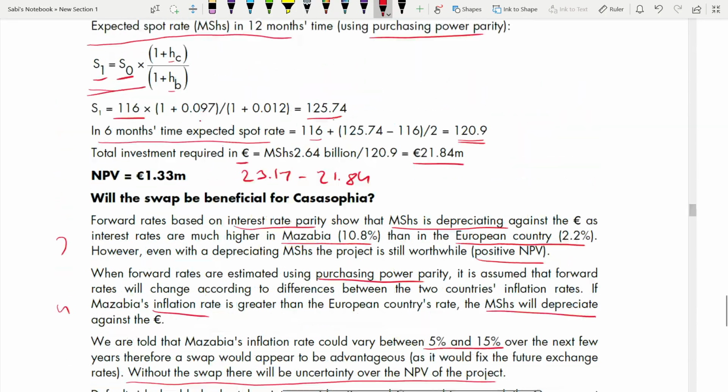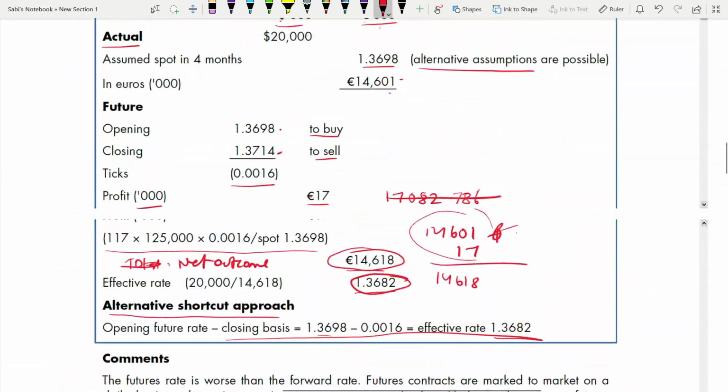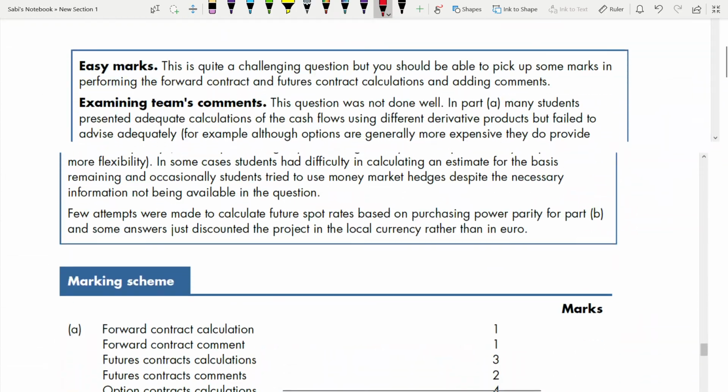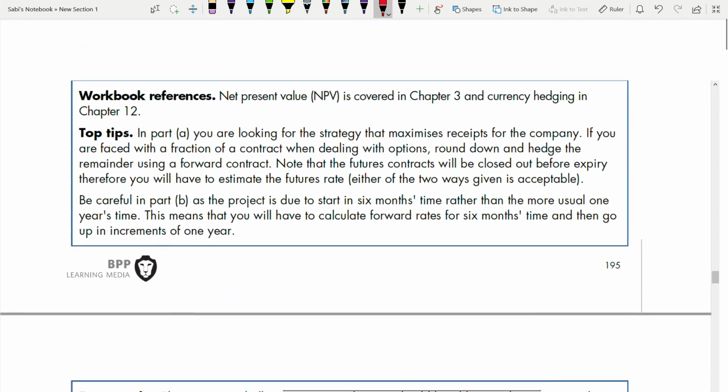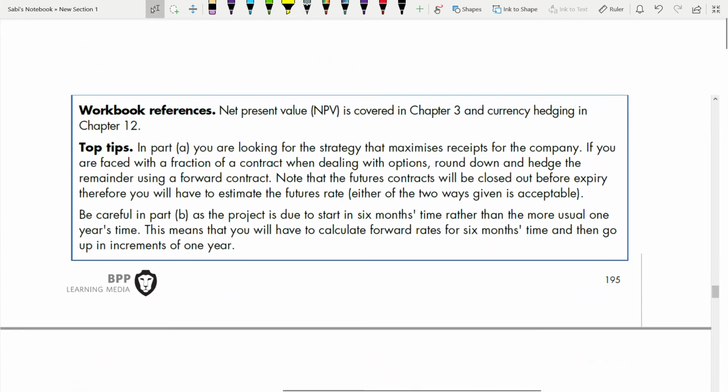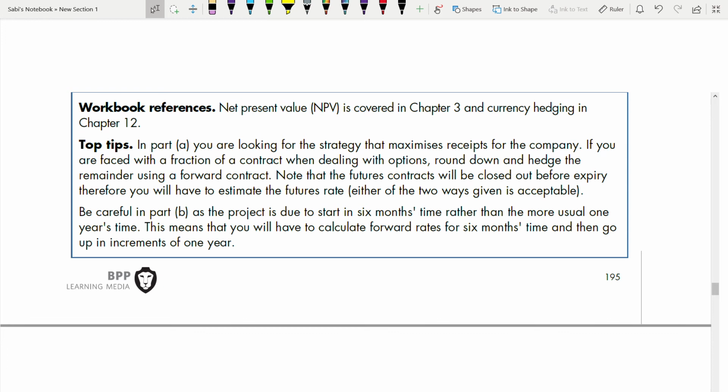Now, so we are done with this question. I know this is very tiring, your head might be gone by now. Okay, so now let's read. We have net present value, we have, okay, top tips.